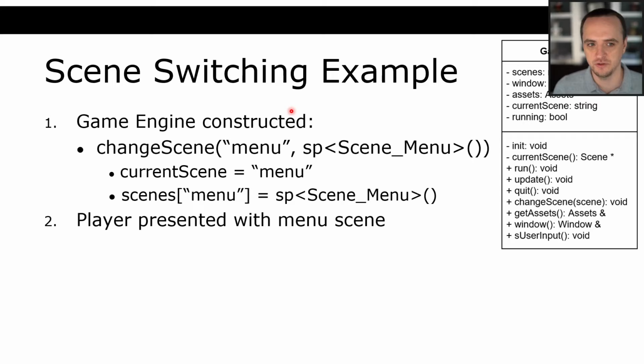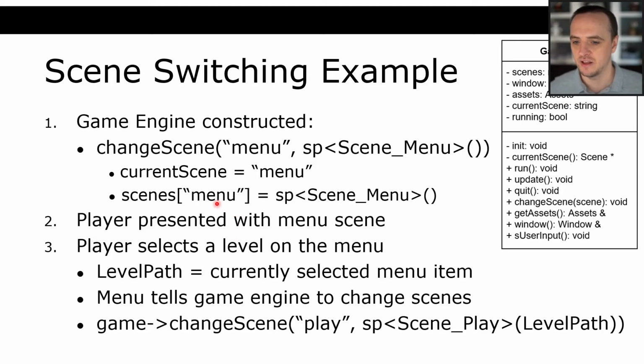And now while the player is moving up and down, let's say that the player selects to start the game. So if the player selects a level or to start the game, then I'm going to have a level path. So this is a level path. That's maybe the first level of the game. So that might be level 01.txt. The menu is going to tell the game engine, hey, someone clicked start the game. So I'm going to change scenes.